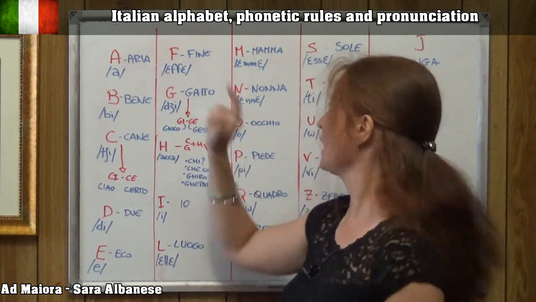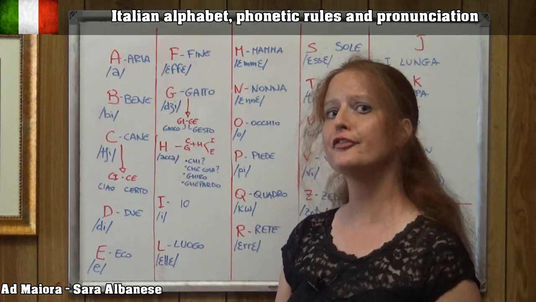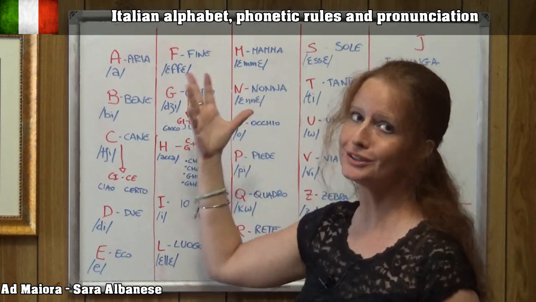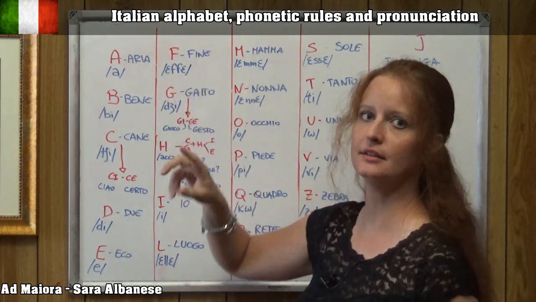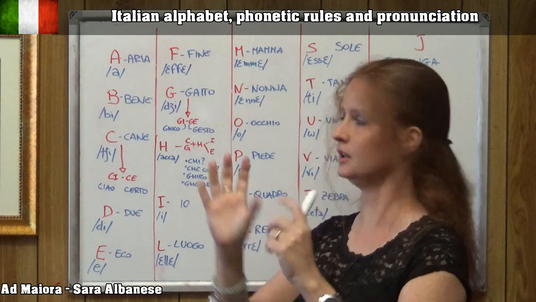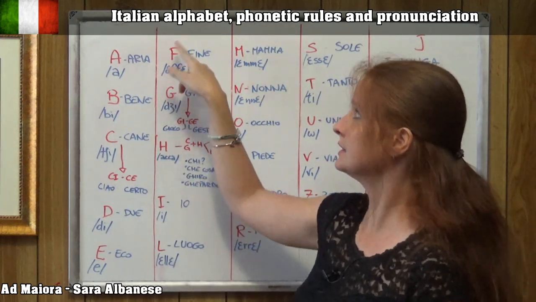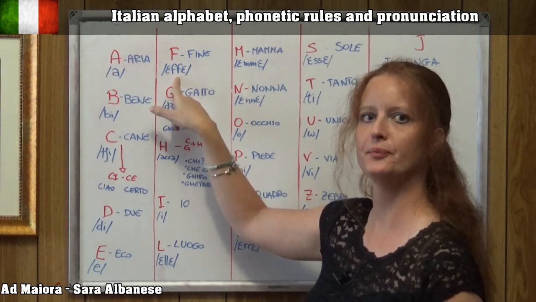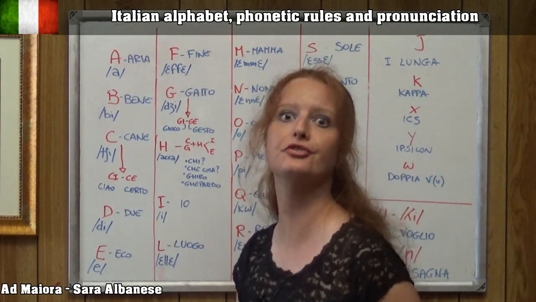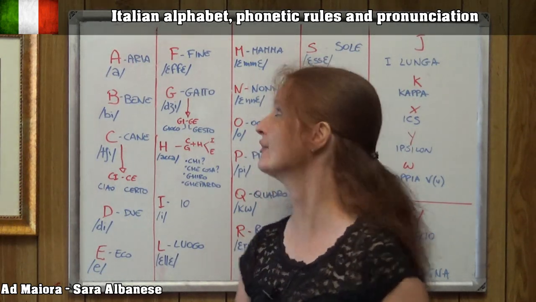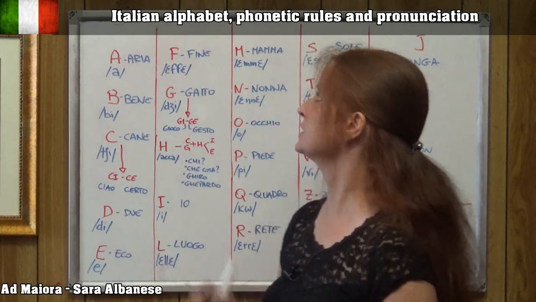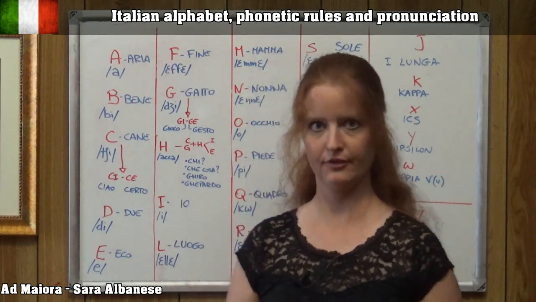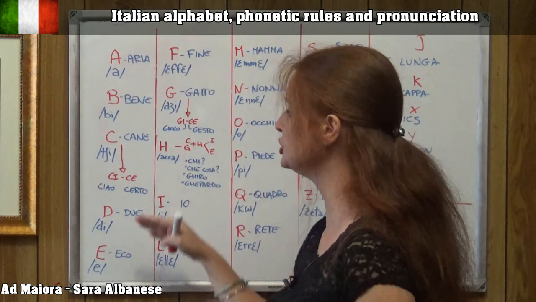A, B, C, D, E. F, effe. This is the first one of many consonants that are called in this way, with the E at the end and the beginning of the name of the letter, and the letter itself is doubled in the middle. Effe. It's not pronounced F, it is effe. Like, for example, in the word fine, it means end. Fine. A, B, C, D, E, F.